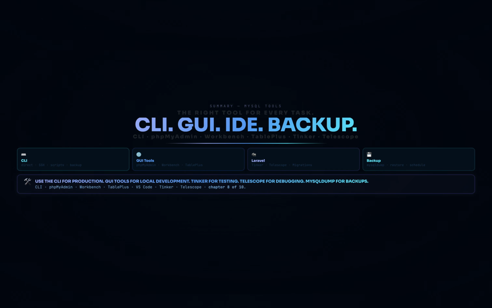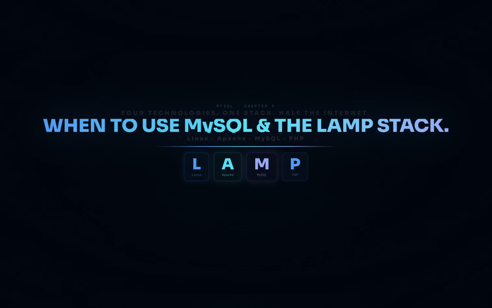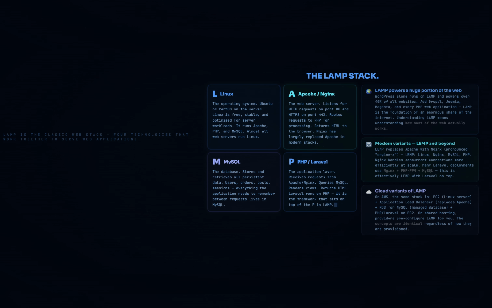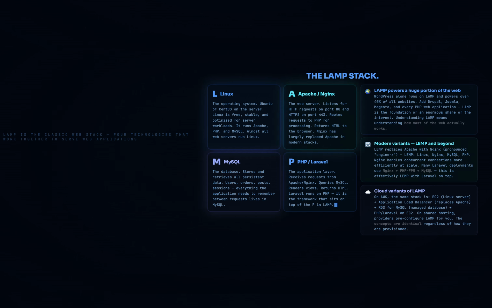Chapter 8 of 10. LAMP, 4 letters, one of the most important technology stacks in the history of the web. Linux, Apache, MySQL, PHP. This is the foundation that WordPress, Drupal, Laravel, and millions of custom applications are built on. This chapter explains what LAMP is, when MySQL is the right choice, and the rare situations where you should reach for something different. 4 layers, each doing one job.